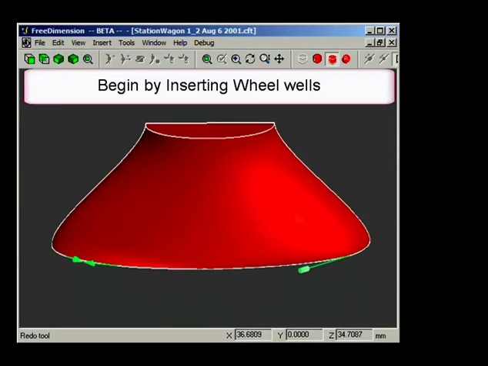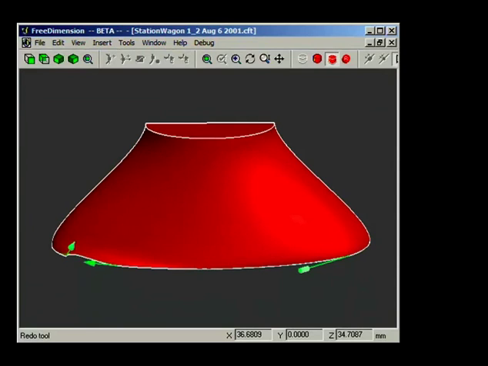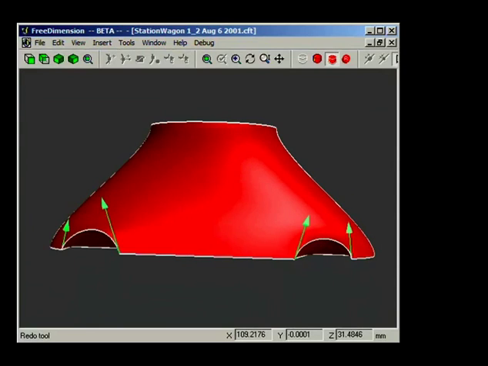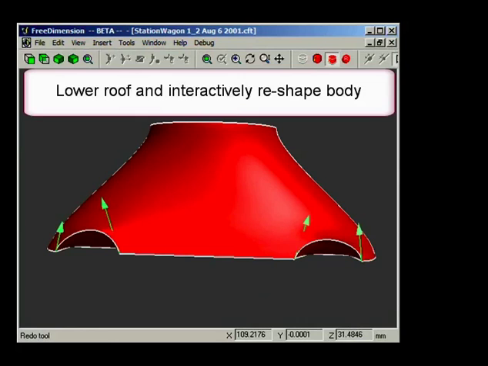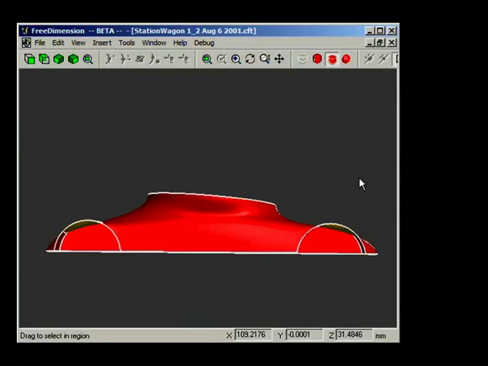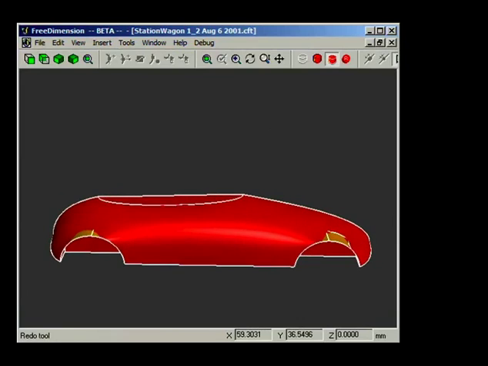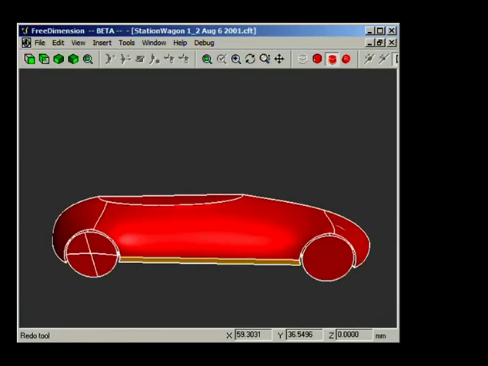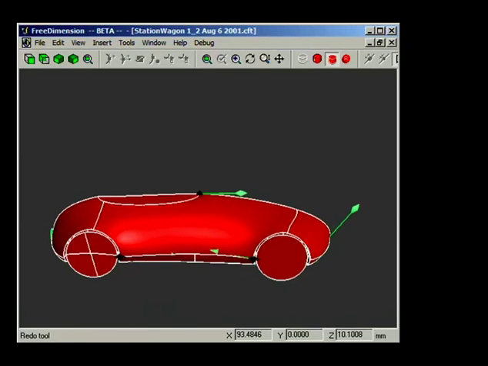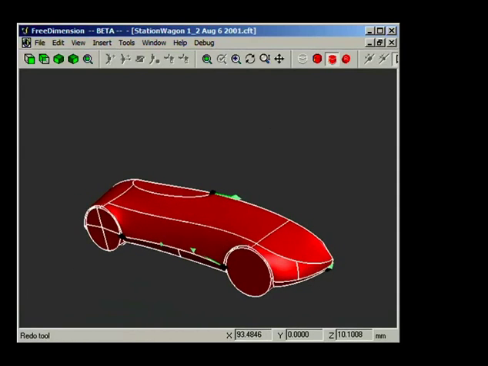The primary interaction is to insert and interactively manipulate curve handles, the green vectors seen here. To a user, this interaction and ability to shape curves at will becomes similar to drawing curves on paper. And the real beauty of Free Dimension is that the user never worries about how many curves bound a surface.